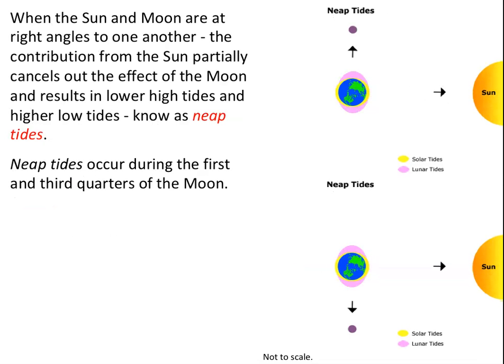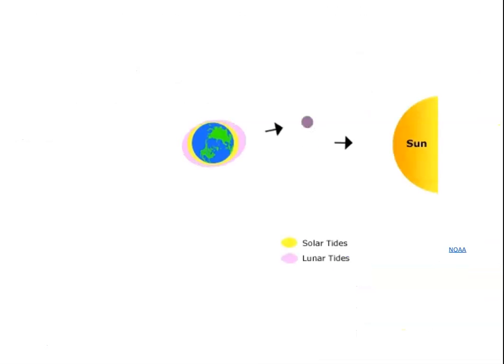So when they're not aligned, and are at right angles, it's called a neap tide. So this moon results in lower high tides and higher low tides. That's your neap, and they usually occur during the first and third quarters of the moon. You'll be drawing these out for a TED Talk. So there's your spring tide, neap tides, right?